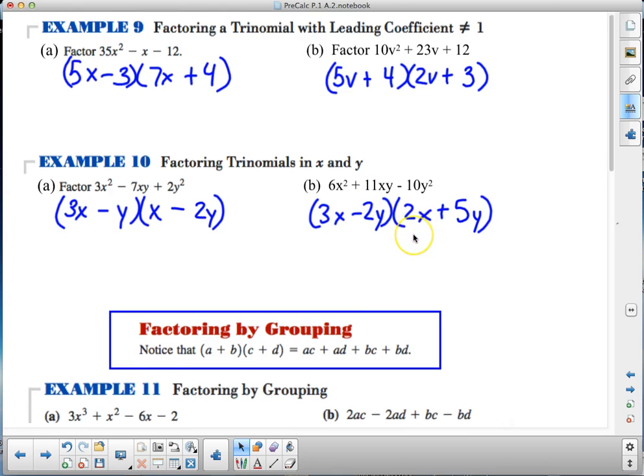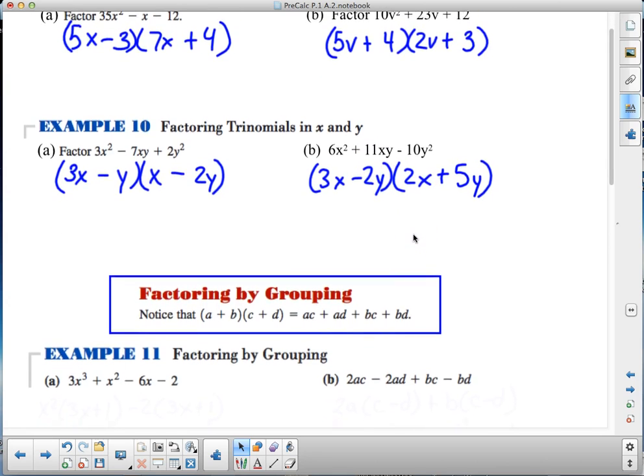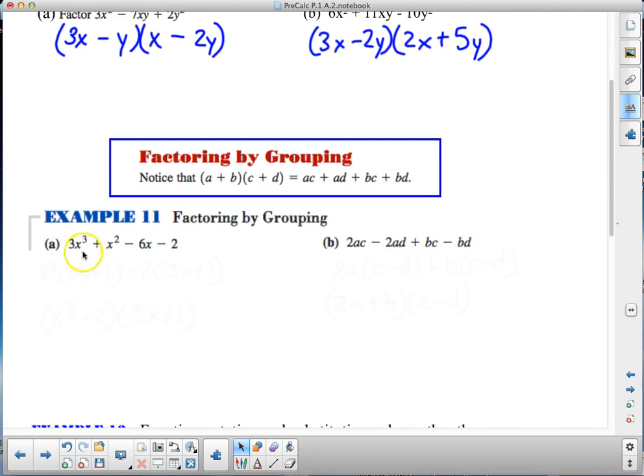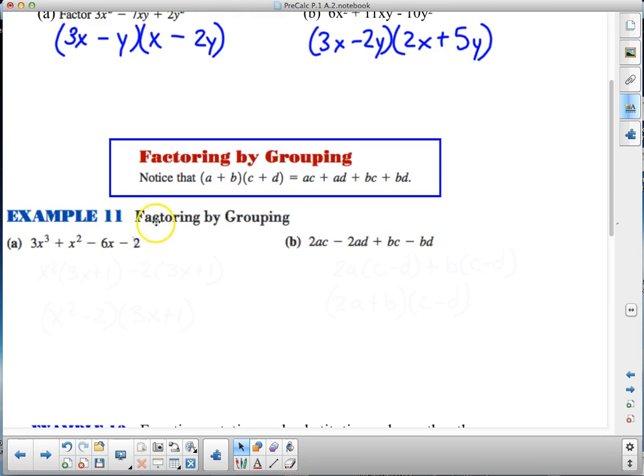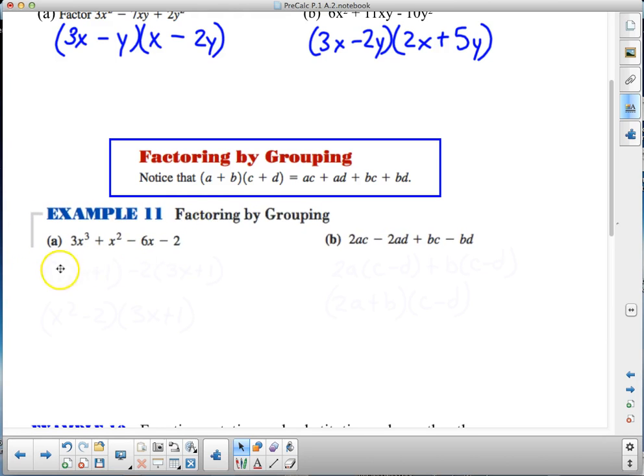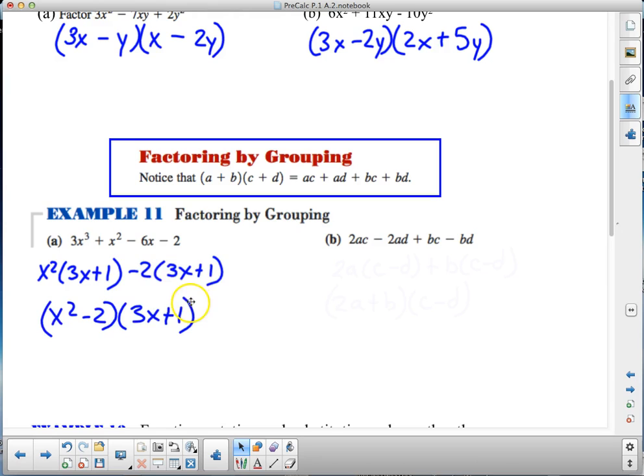Now, factoring by grouping, just notice what's going on here. I've got 3x cubed and x squared, 6x and negative 2. I can pull out an x squared out of this. And I can pull a negative 2, excuse me, out of this. So that's what I did. I pulled out an x squared, pulled out a negative 2. Now this is 3x plus 1, and this is 3x plus 1. So I got x squared minus 2 times quantity 3x plus 1. And I've got it factored. Your turn. Give it a try. See how you do. Turn it off and go.